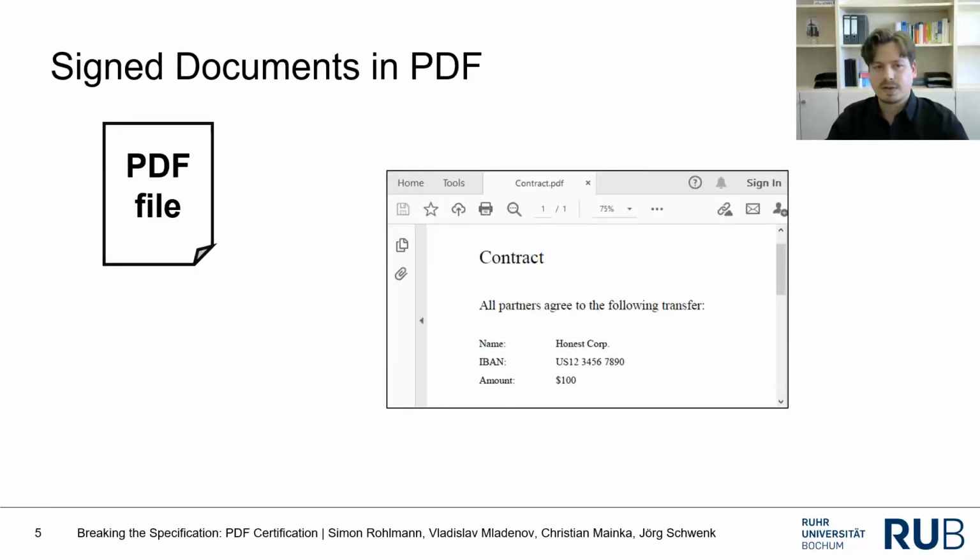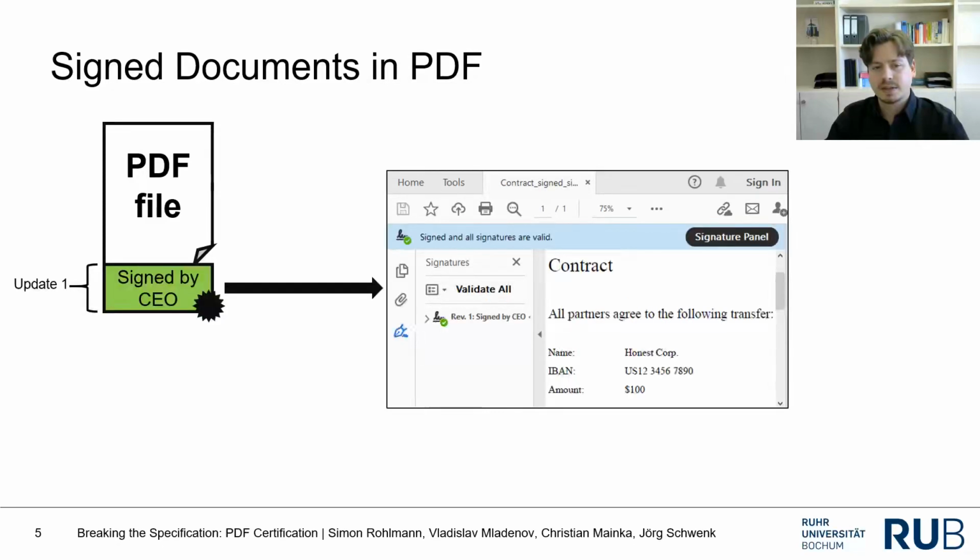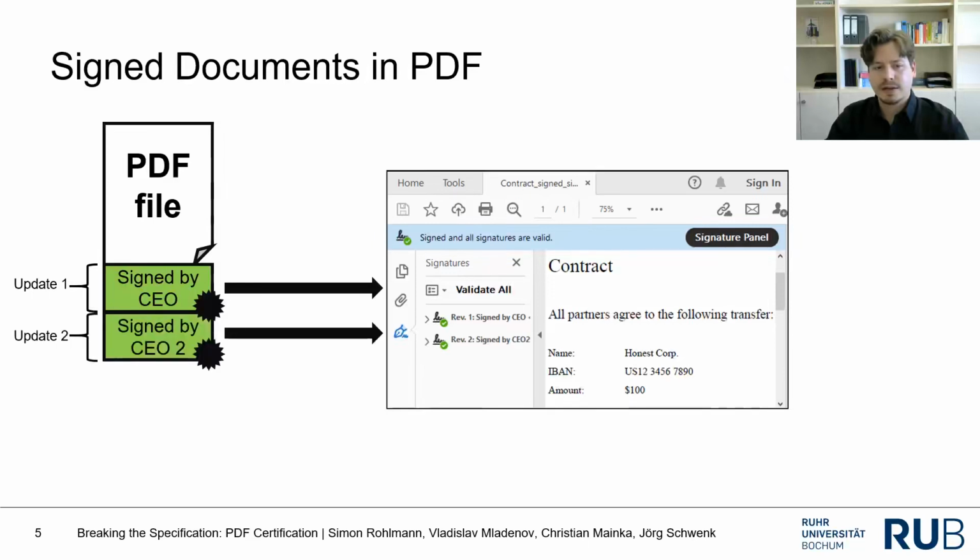So let's talk about signed PDF documents. If you want to sign the simple PDF document, we do this within an incremental update. Here we see that revision 1 is signed by CEO. But we are not limited to one signature. We can also add another signature. In update 2, we add revision 2, which is signed by CEO 2.